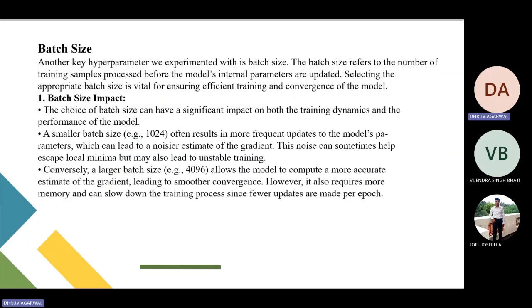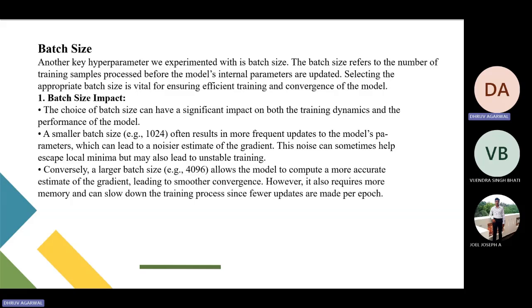The second hyperparameter we need to tune is batch size. The batch size refers to the number of training samples processed before the model's internal parameters are updated. Selecting the appropriate batch size is vital for ensuring efficient training and convergence of the model. A smaller batch size often results in more frequent updates to the model parameters, which can lead to a noisier estimate of the gradient. This noise can sometimes help escape local minima, but can also lead to unstable training.